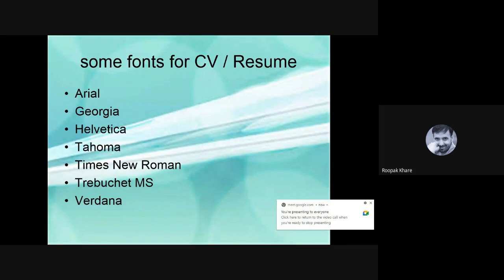Arial could be used, Georgia, all of them. Times Roman is most common. So use these fonts. You could take a picture of this and use these fonts when you're writing a CV or a formal communication. Take a picture of it before we go ahead. I'll take a sip of water by the way.